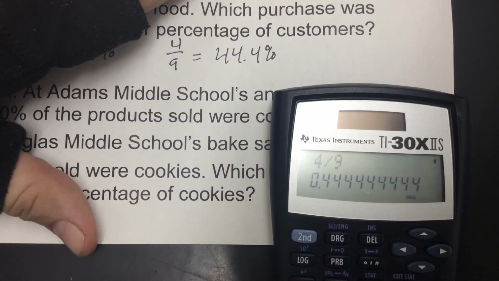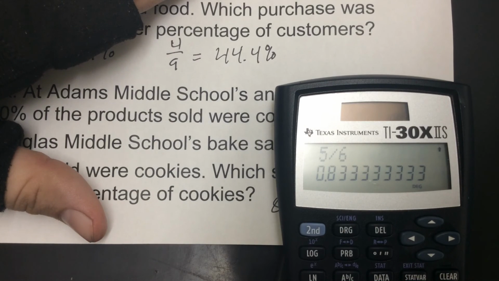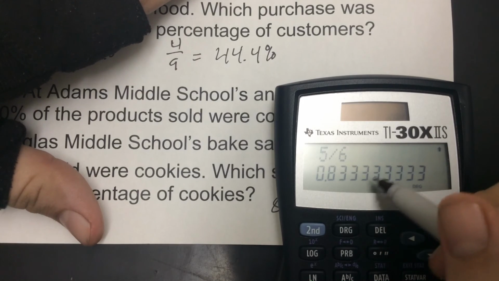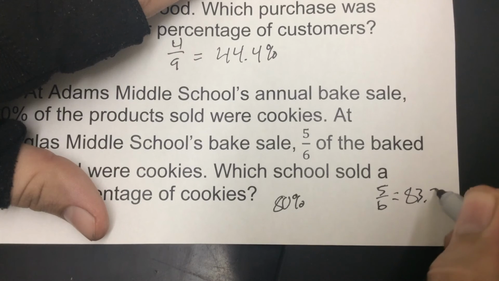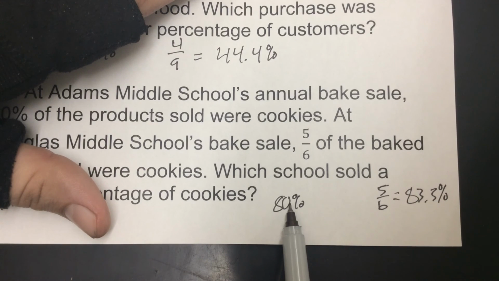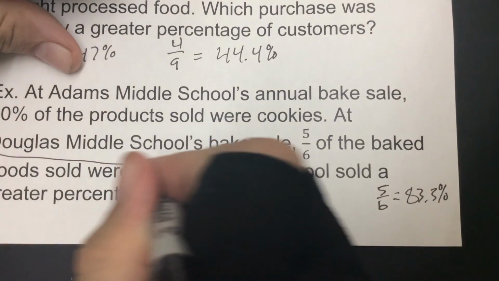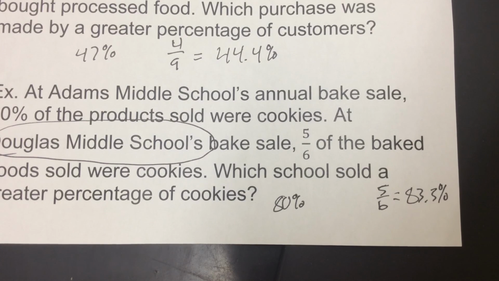So again, I'm going to go to my calculator. We'll go 5 divided by 6. It is 0.8333333333. So if I move twice, 83.3%. So I know this one's bigger, by 3.3%. So that's going to be Douglas Middle School. This is bigger. So that's it for this lesson.